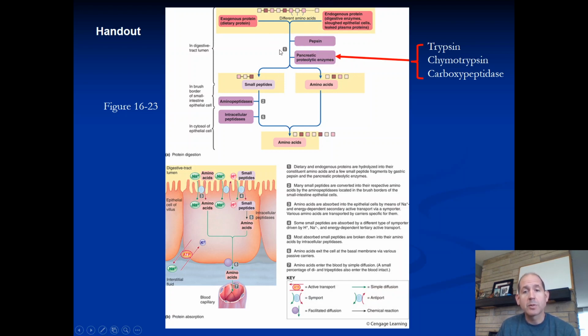breaking them down into smaller and smaller peptides and amino acids. Our absorbable units for proteins are going to be the amino acids and some extremely small peptides.